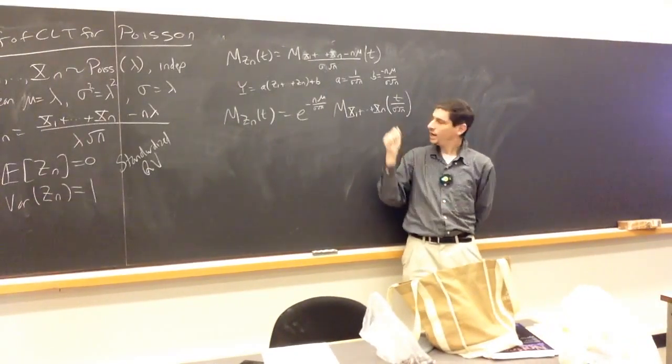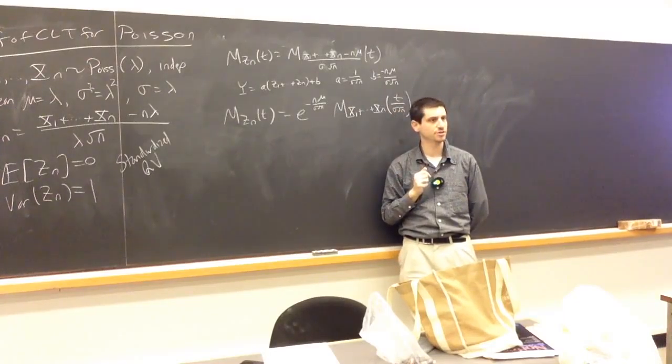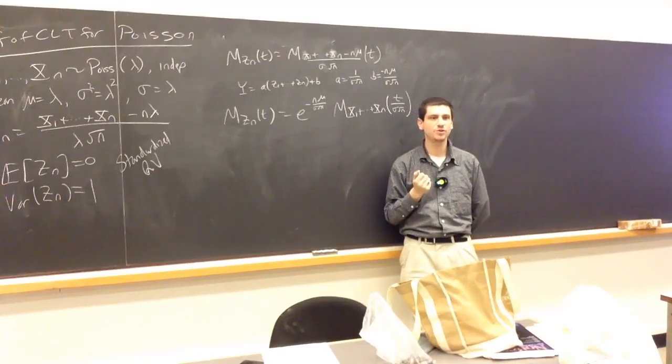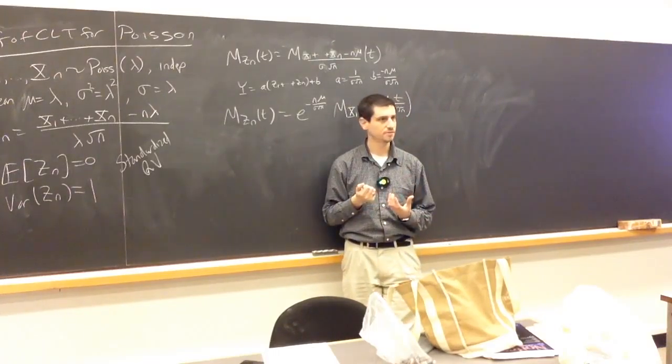What happens as n gets very, very large? Where am I evaluating the moment generating function? Basically at 0. What's the value of the moment generating function at 0? If you take the moment generating function and you evaluate it at 0, what do you get?